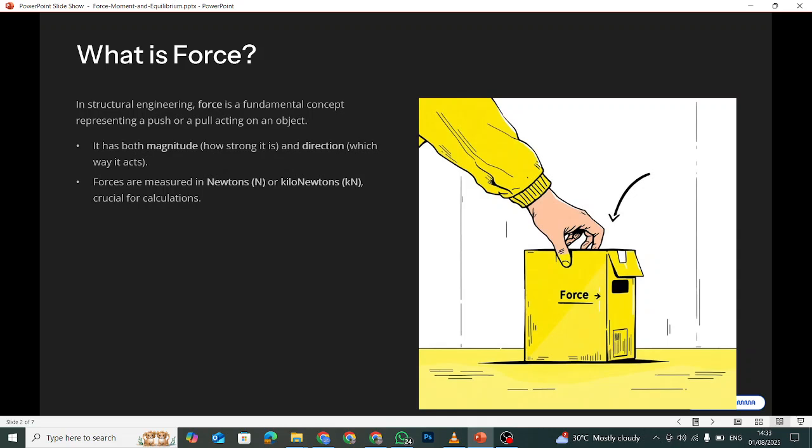What is force? First, let's talk about force. A force is simply a push or a pull acting on an object. It always has two things: magnitude, which tells us how strong it is, and direction, which shows where it acts. In structural engineering, we usually measure force in newtons or kilonewtons. For example, the weight of this box is a force acting downward due to gravity.